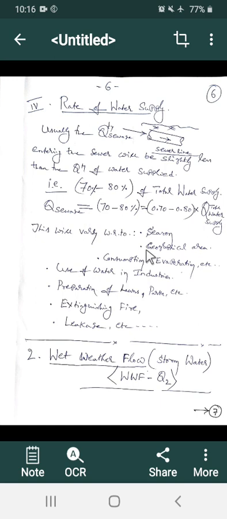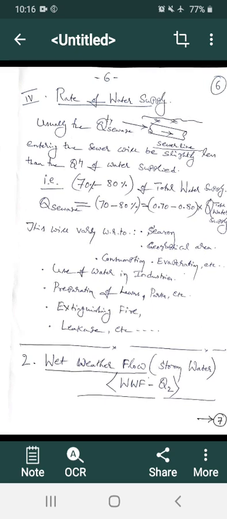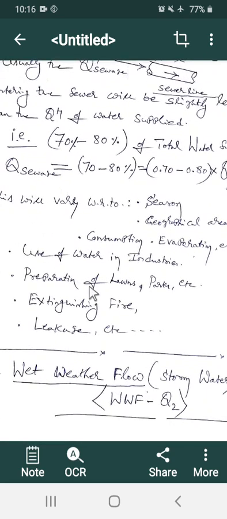Based on the Q value you have estimated, you can design the diameter or size of the sewers. Understood? Okay.